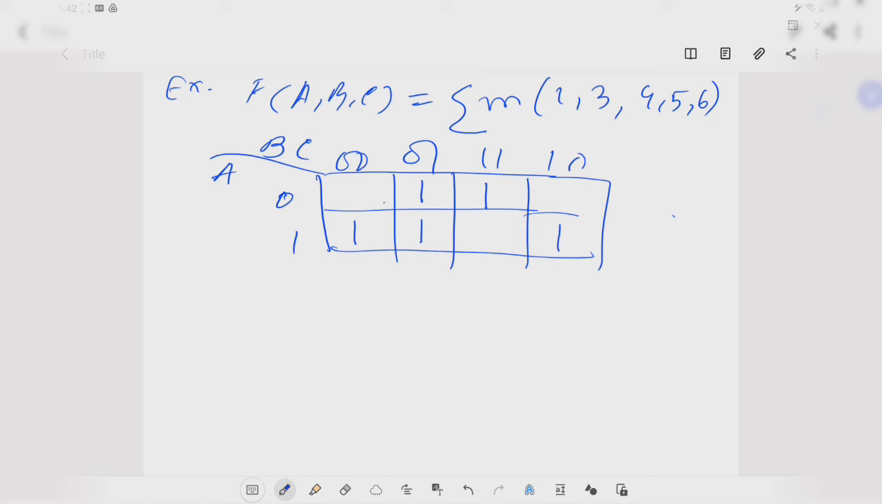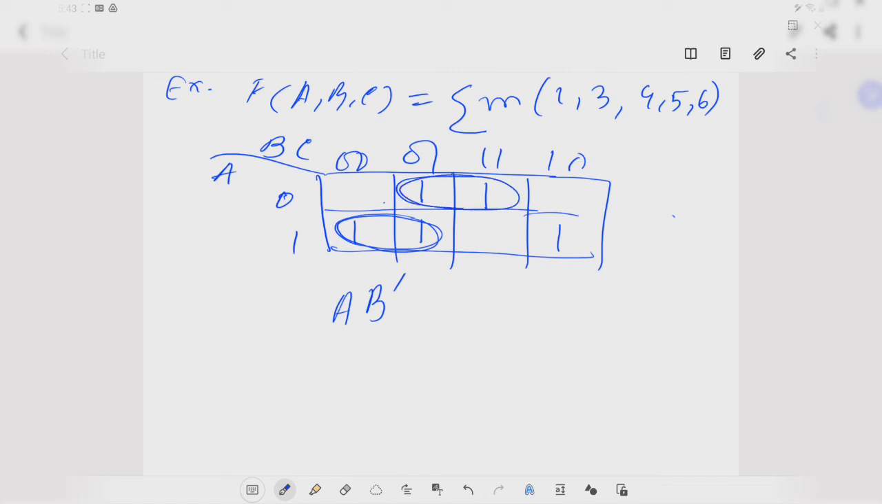Now, in order to find the simplified function, we need to find the maximum number of ones which are consecutive and symmetric. Do we have 4 ones which are consecutive and symmetric? I don't think so. Do we have 2? I think yes. So let's consider these two. For these two ones, A is 1, so A. B is 0, so B prime, and C is not common.